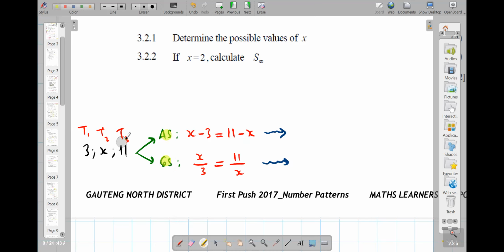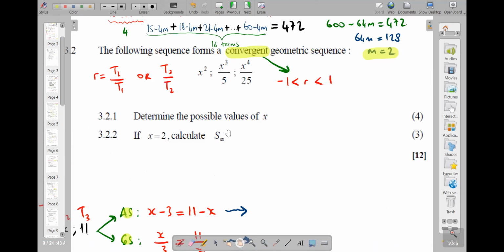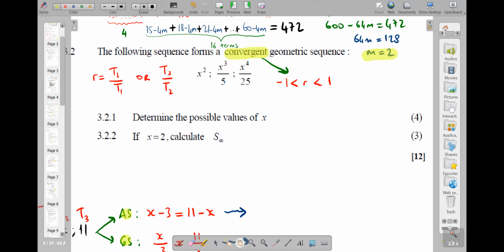But this is a question where only x is missing and there are numbers. The question here we have is different. We must find r in terms of x. Okay, fine. Let's find r in terms of x first.